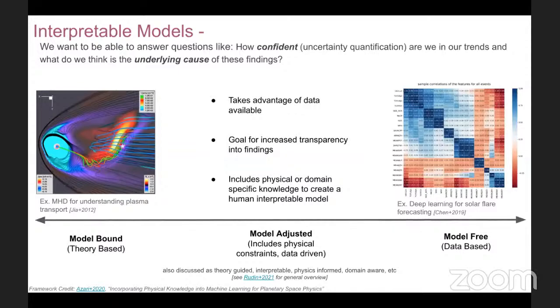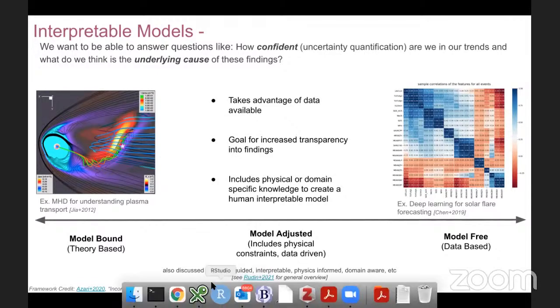Then on the right, you have something which is model free. And by that, I mean, you don't necessarily care what model you're using to understand the system. What you care most about is the prediction of some quantity. So in this case, you have something like deep learning for solar flare prediction, right? And this, referencing back to a previous slide, is what counts as 40 to 60% of the field right now. They're very interested in deep learning and neural networks.